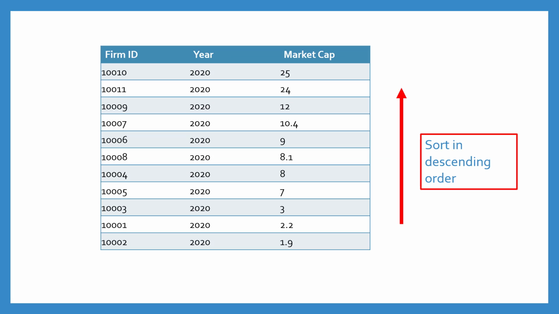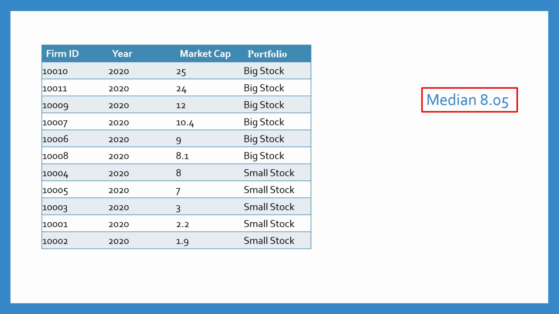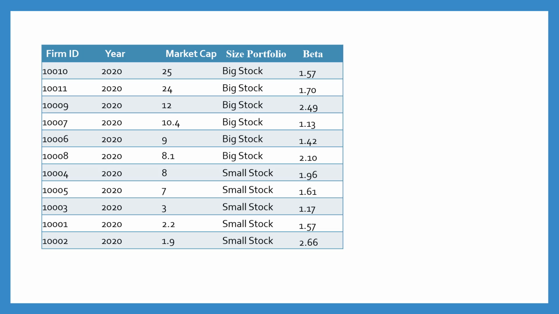Okay, so let's move to bivariate dependent sort, and we would use the same data. We would sort them into descending order, then divide them into big and small portfolios based on, let's say, the median. We would bring in our second sort variable, which is beta. The difference between the bivariate independent sort and the bivariate dependent sort is that in the independent sort, we sort the stocks on the basis of beta irrespective of the first sort variable.